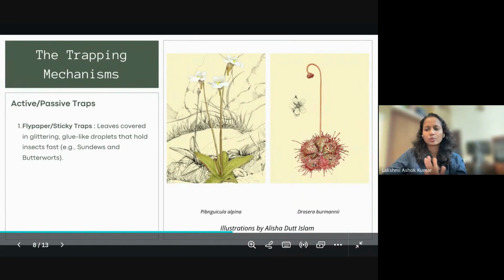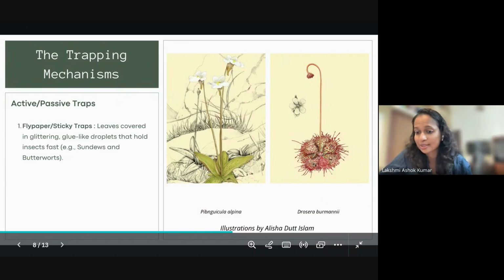It generally doesn't try to catch bigger or larger insects which can harm and damage the leaf, but very tiny gnats and very tiny insects get stuck to them. So that is a passive sticky trap.